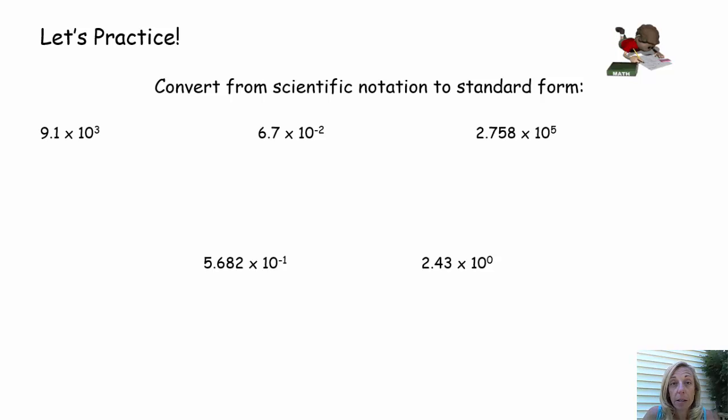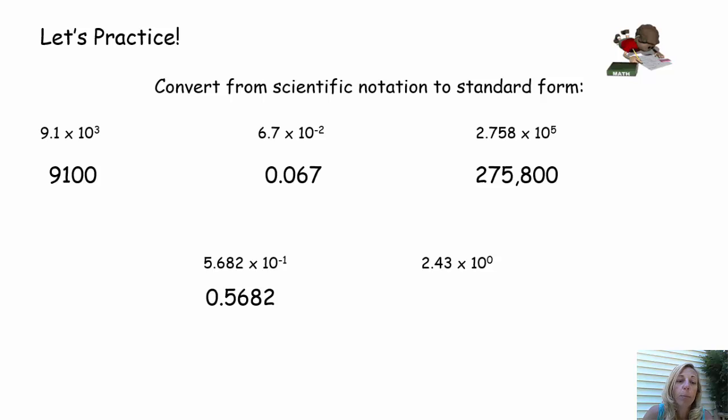So 9.1 times 10 to the 3rd, hopefully you got 9,100. 6.7 times 10 to the -2nd, hopefully you got 0.067. Remember, you're moving that decimal place 2 places to the left on that one because it's a negative. 2.758 times 10 to the 5th, I'm going to move my decimal to the right 5 places to get 275,800. 5.682 times 10 to the -1st, the -1 tells me I move my decimal to the left 1 place, so I get 0.5682. And finally, this one might have been the tricky one, 2.43 times 10 to the 0. Remember, 10 to the 0 is only 1, and any number times 1 is itself. So you should have gotten 2.43.